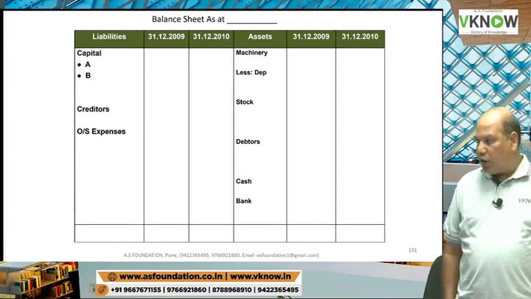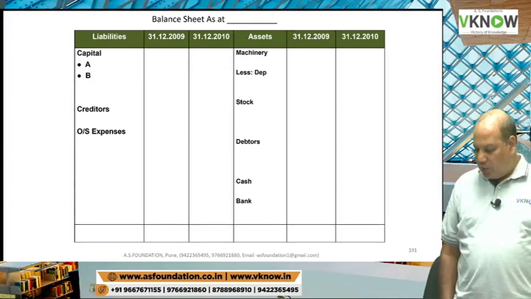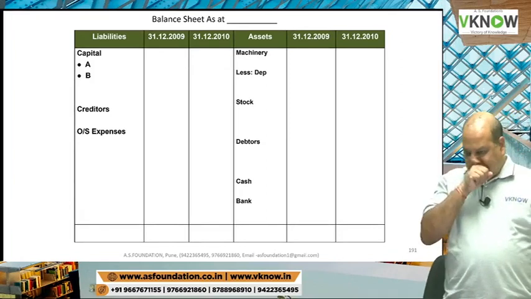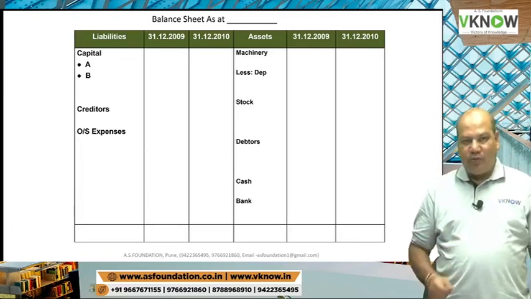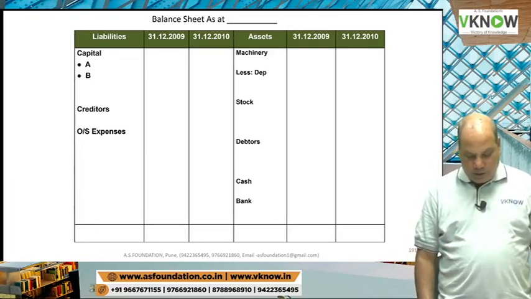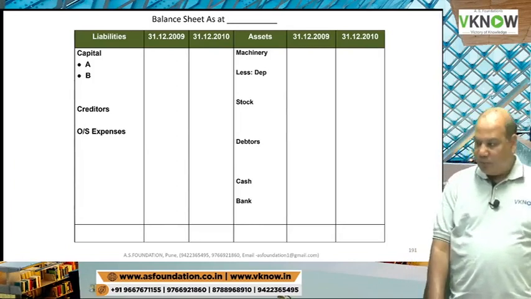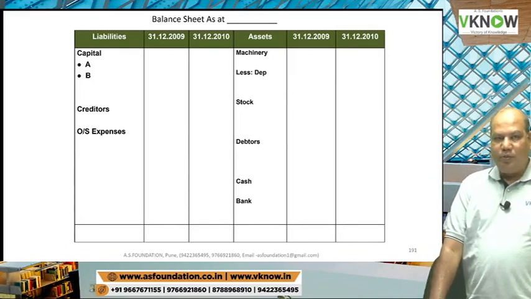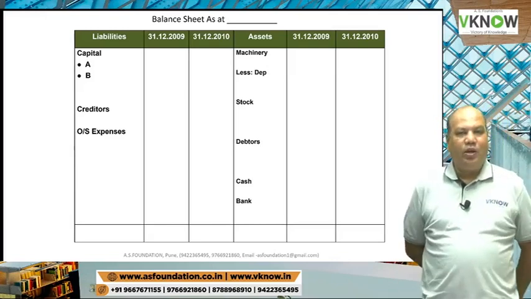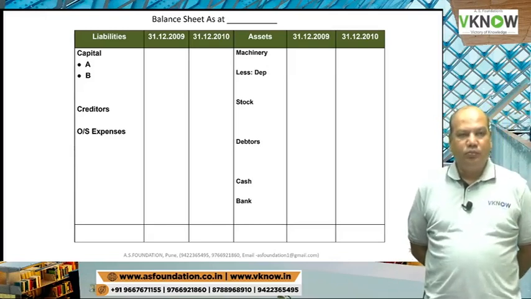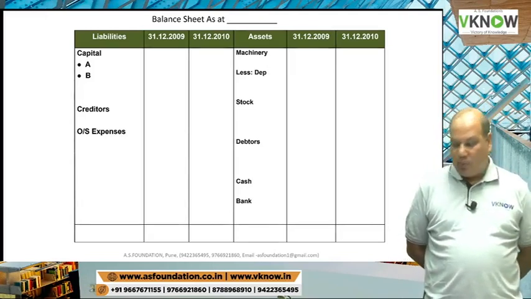Liability side, write down capital. Capital A, B, 2 lines blank. Creditors, 1 line blank. Outstanding expense, 1 line blank.